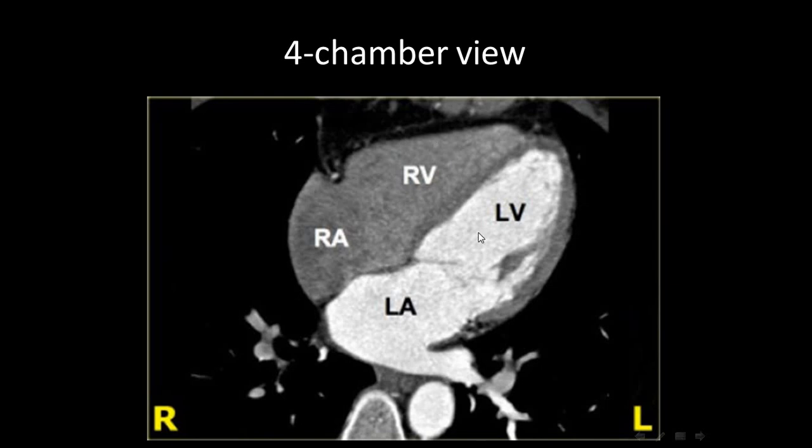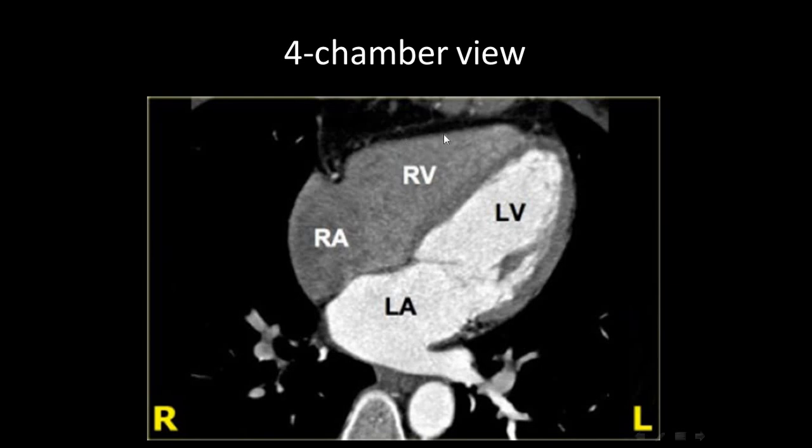So from this view, we need to know some other points. For example, if we are looking at a chest X-ray and we want to evaluate the size of the heart, we need to know what are the chambers that are forming the borders of the heart.